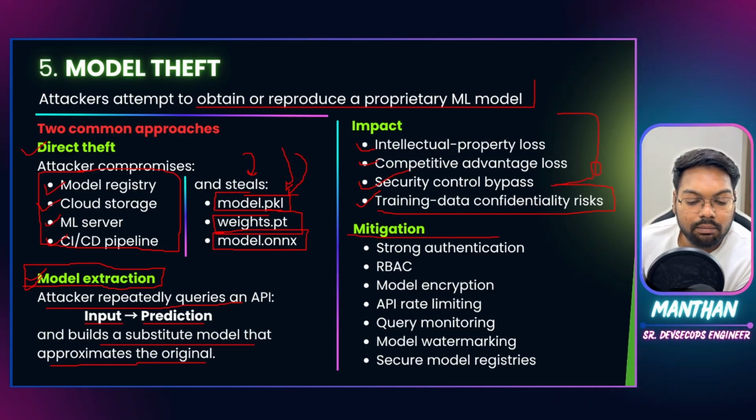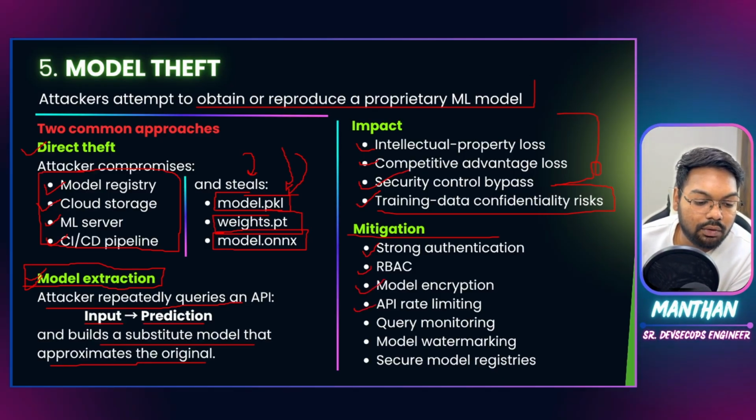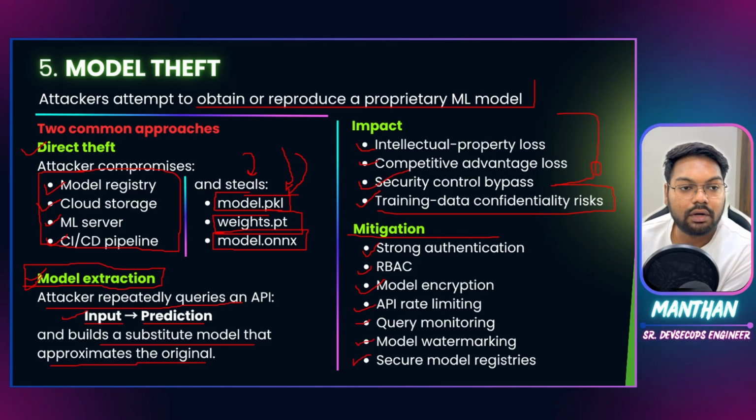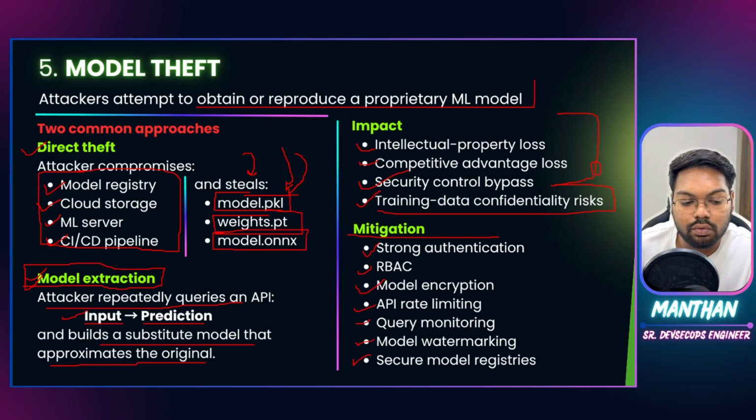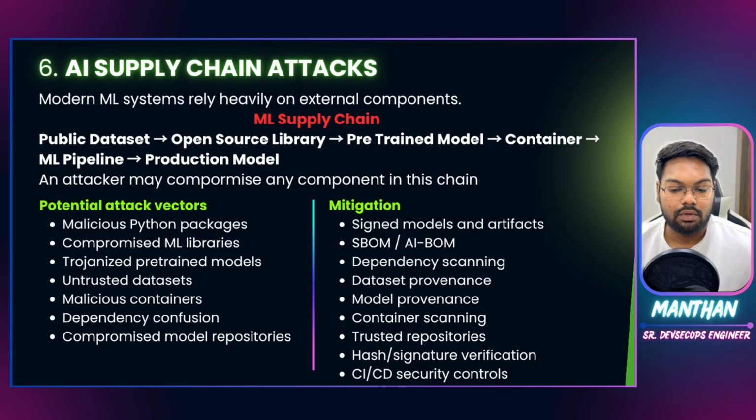Then what can be done for mitigation is strong authentication, so that only authenticated people are allowed to use it. Role-based access control, then model encryption should be there. Someone should not be able to query this thing again and again, so API rate limiting is one thing you can apply. Then monitoring the queries could be one more thing, and then model watermarking, and secure model registries is again another thing that we can do in order to prevent direct theft of models. So this was about model theft.